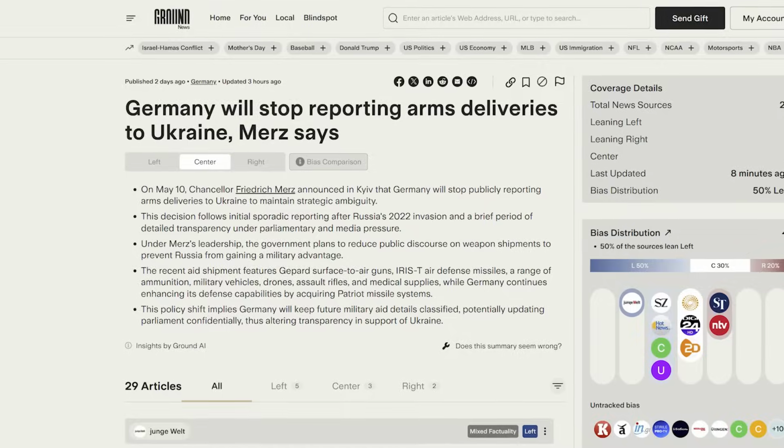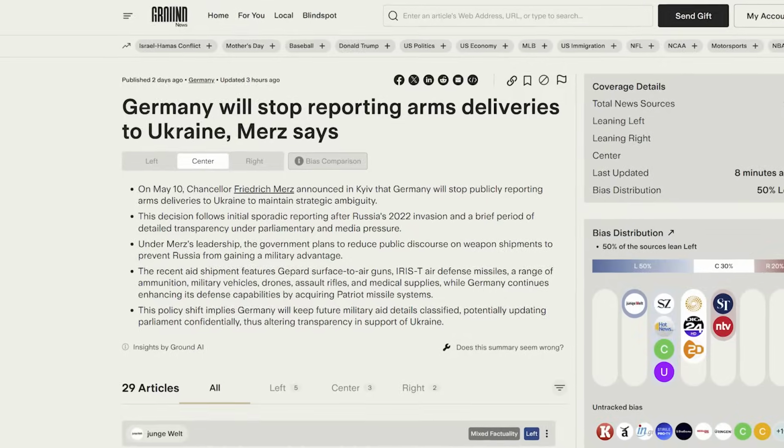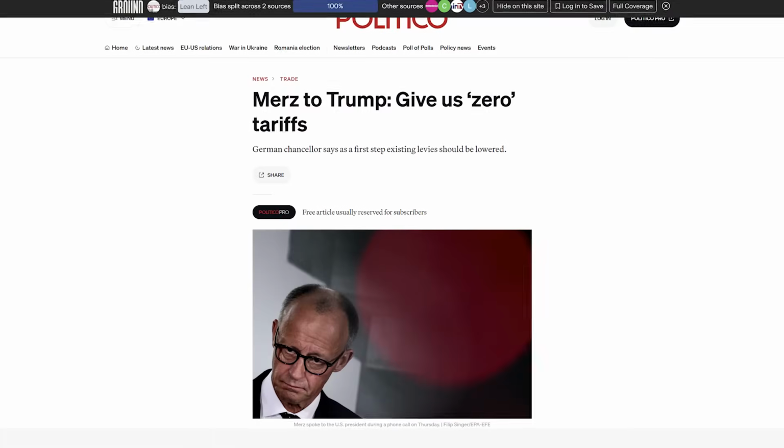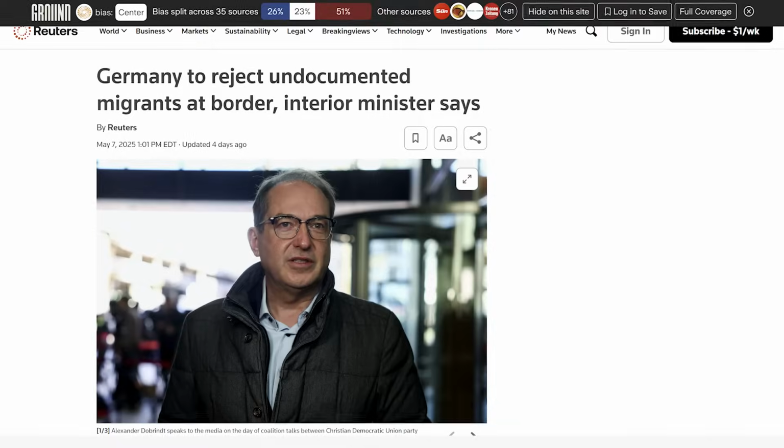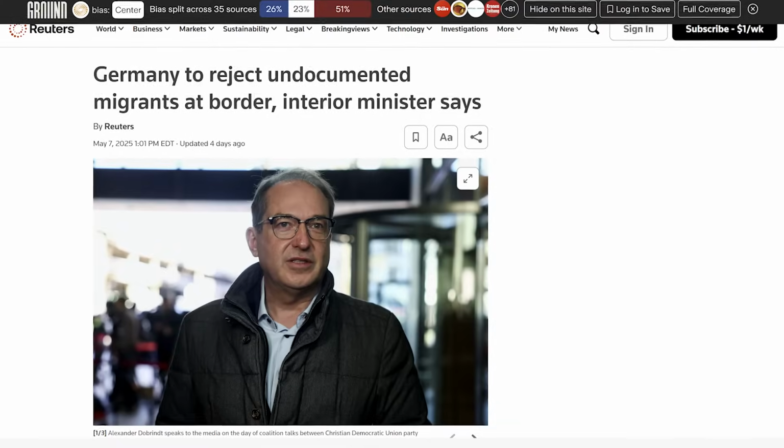Merz announced that Germany would stop reporting arms deliveries to Ukraine in order to achieve strategic ambiguity, but emphasized that Germany will continue to support Ukraine. Alongside French President Macron, Merz has presented a united stance against Trump's trade policies and has called for zero tariffs during a phone conversation with Trump on Thursday. And Interior Minister Dobrindt has ordered asylum seekers to be rejected at Germany's borders.